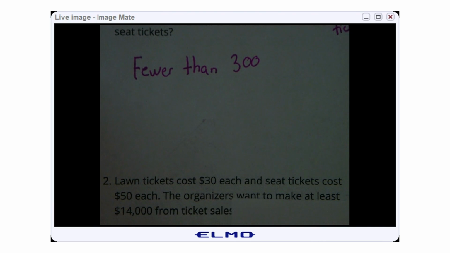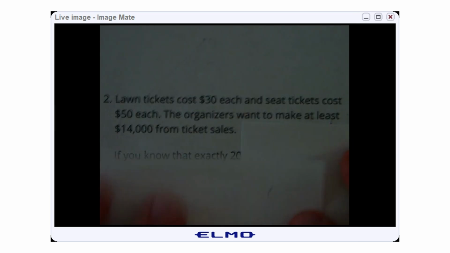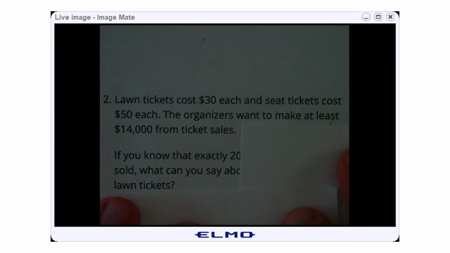It says lawn tickets cost $30 and seat tickets cost $50. The organizers want us to make at least $14,000 from ticket sales. This is really, really similar to some of the equations that we built earlier.